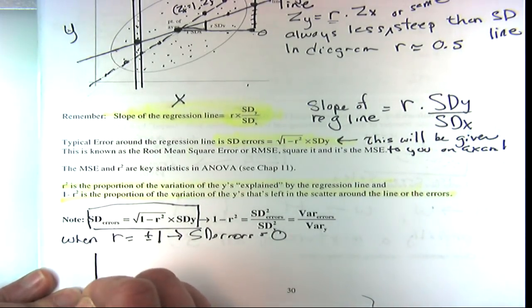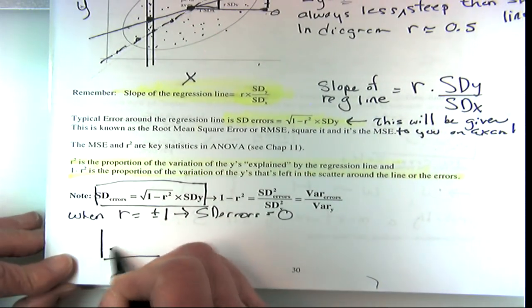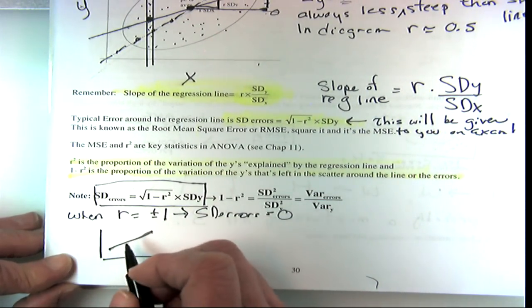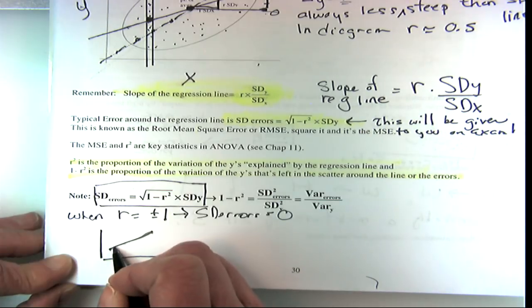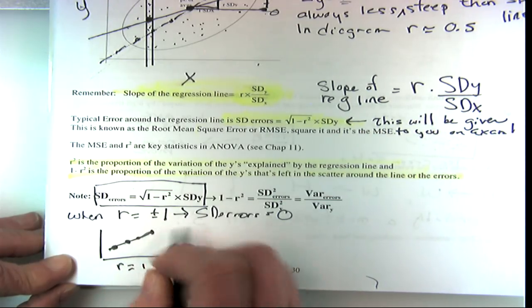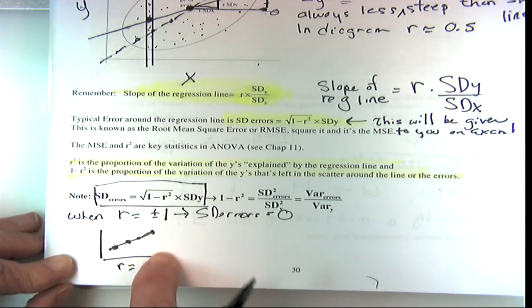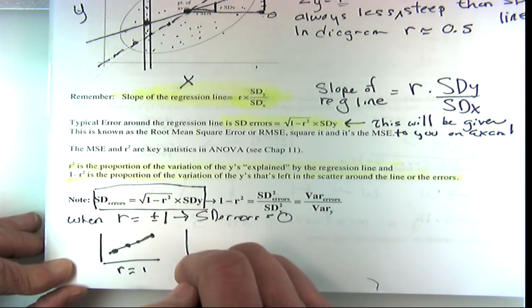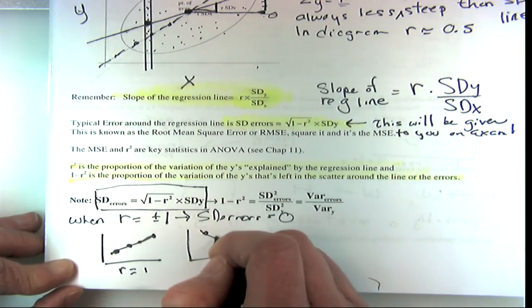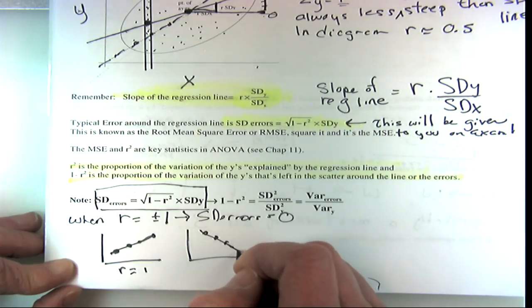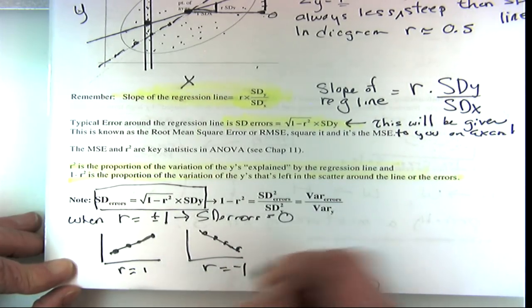And of course it is. I'll just look at the positive quadrant here. When r is equal to 1, as we said, it looks like this, and you have no error. So there's no spread. And when r is equal to negative 1, same thing. So at least the formula makes sense in those two extreme cases.